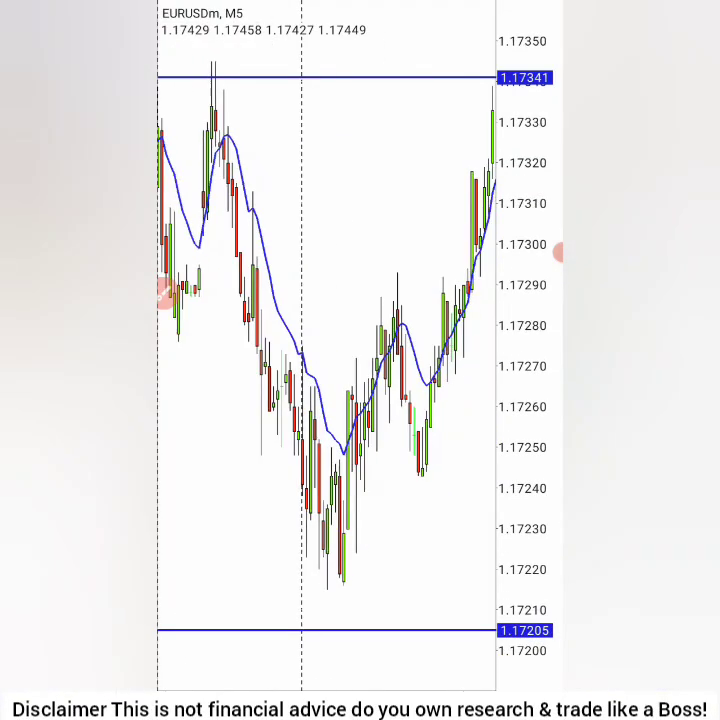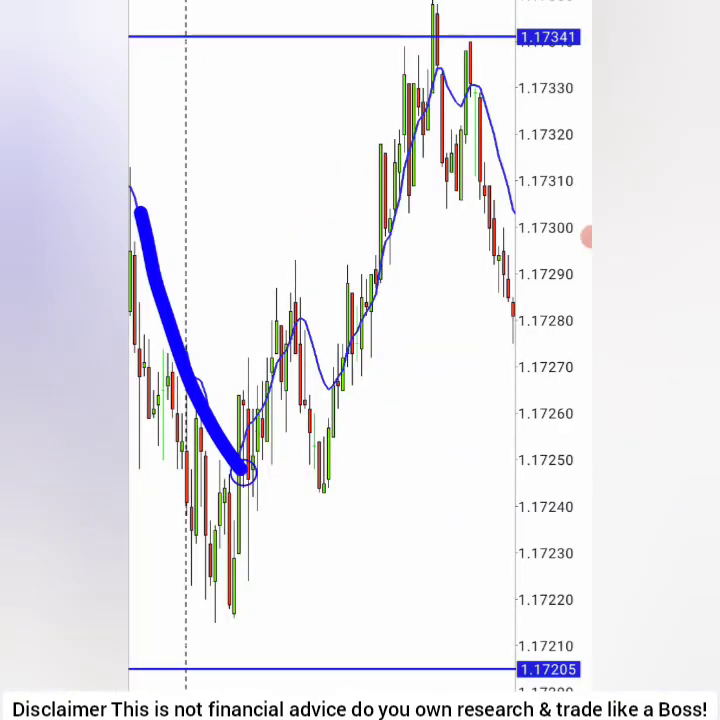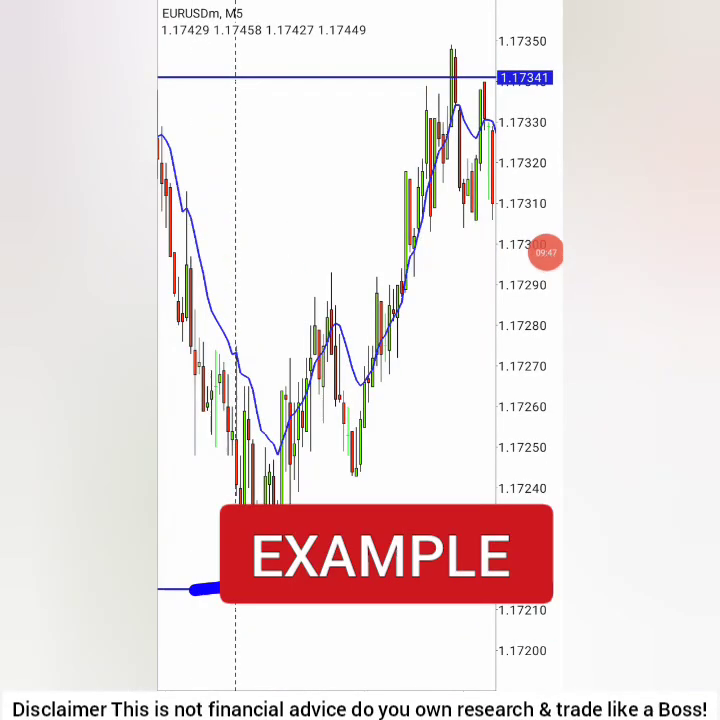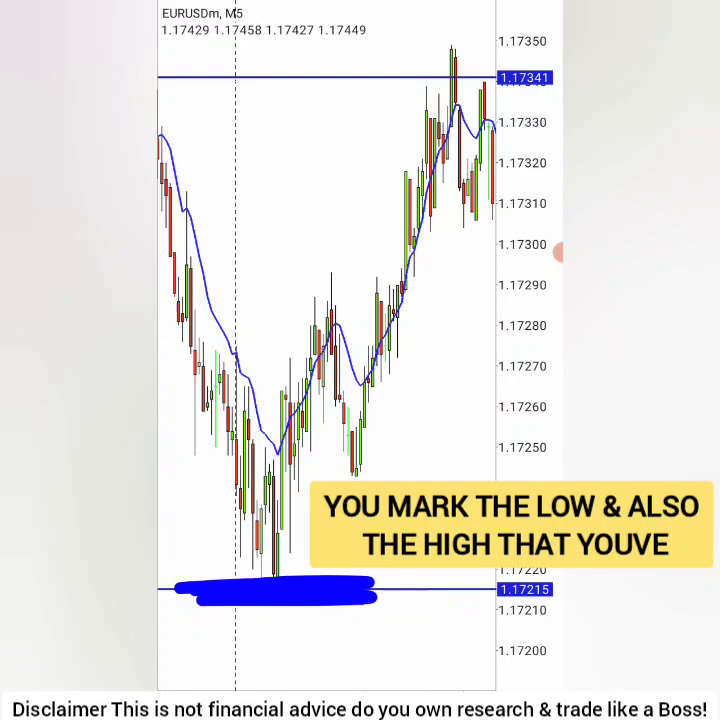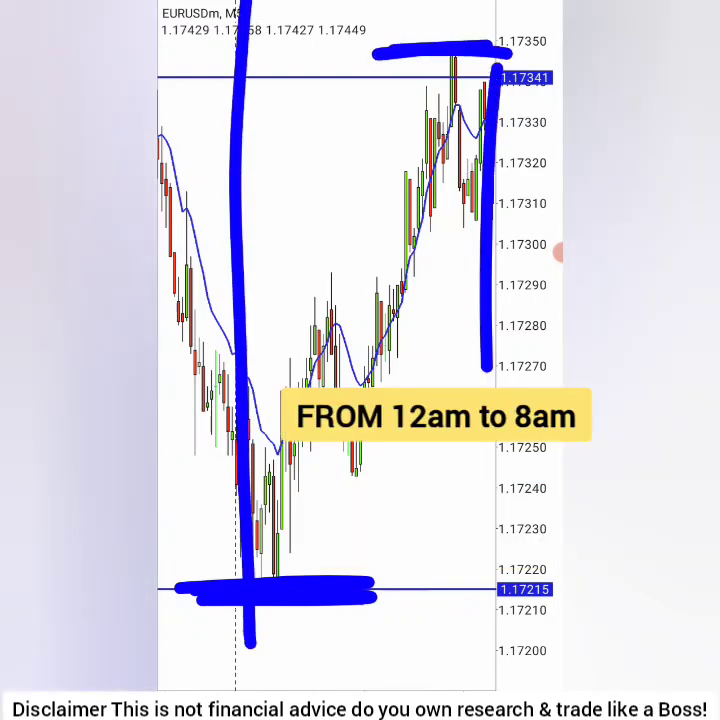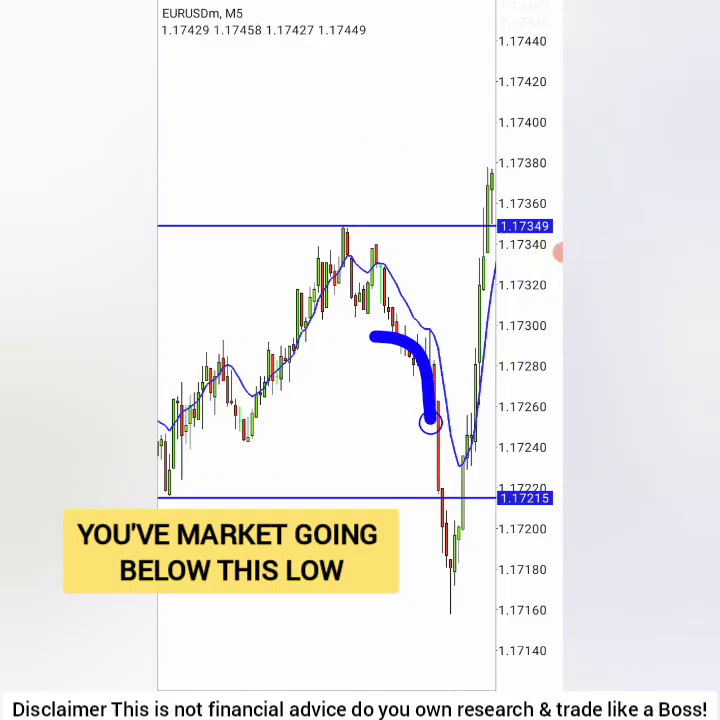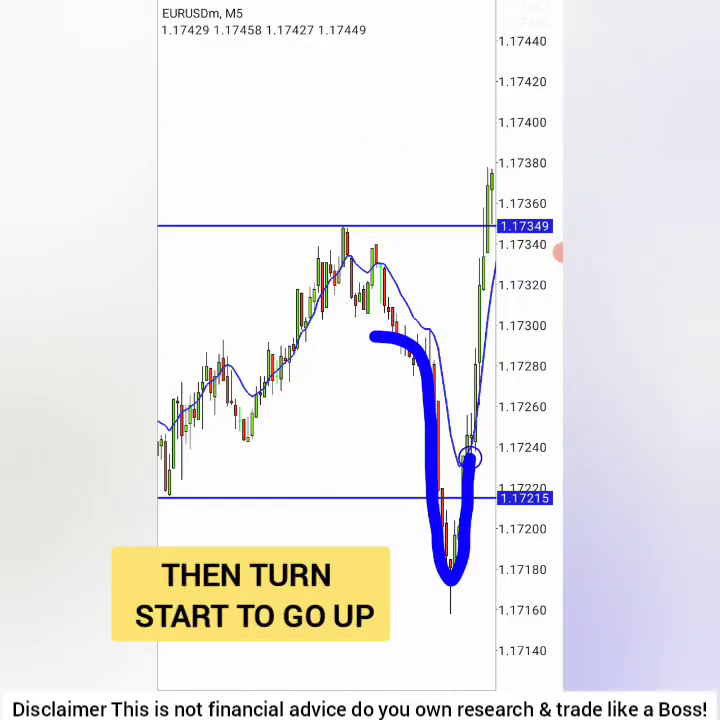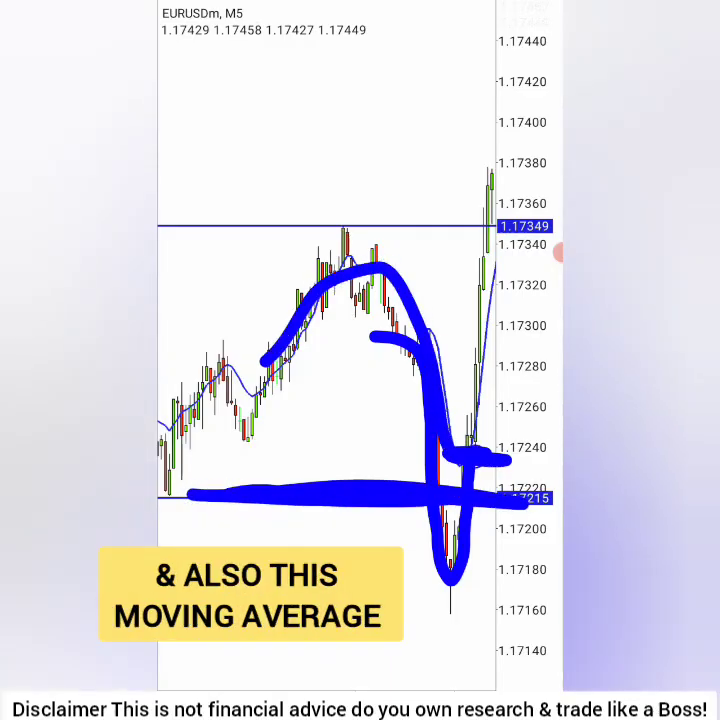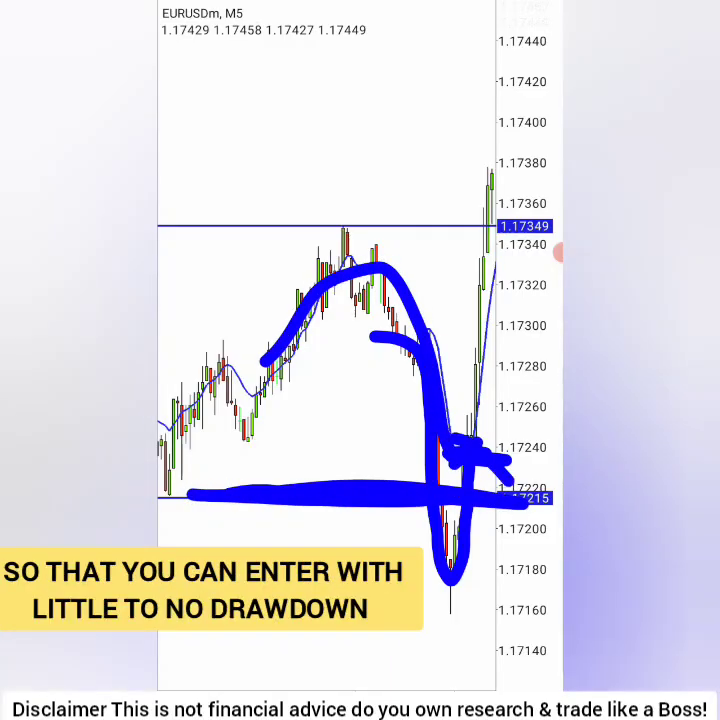But if you want to make this strategy much easier, you can use this indicator to find perfect entries. So for example, right here you mark the low and also the high that you have from 12 a.m. to 8 a.m. Then from 8 a.m. you have the market going below this low, then change to start to go up. For your entry, you wait for a candle which closes above this range and also this moving average so that you can enter with little to no drawdown.